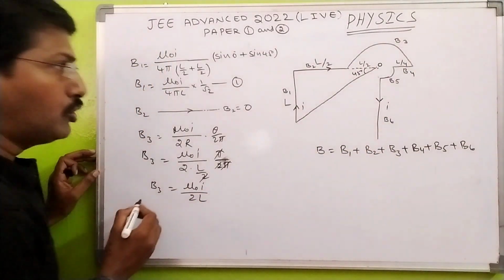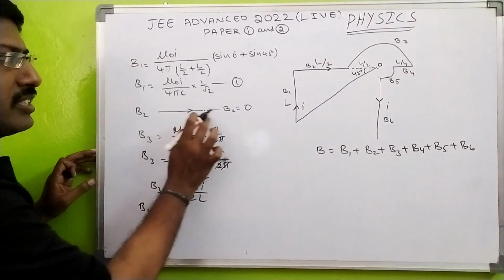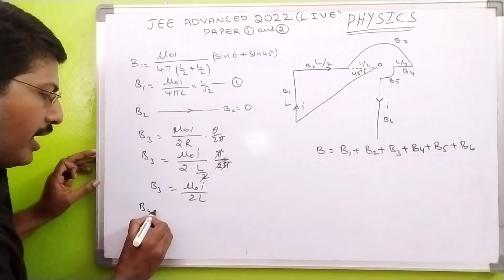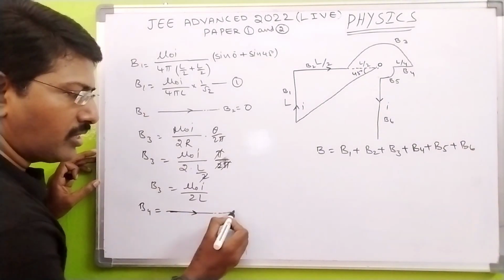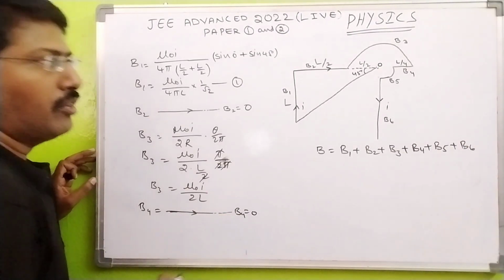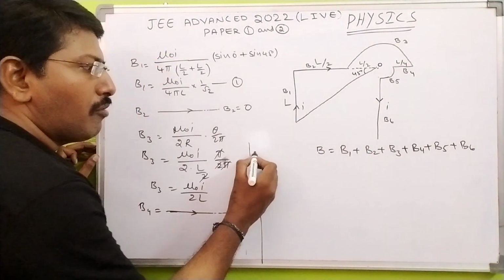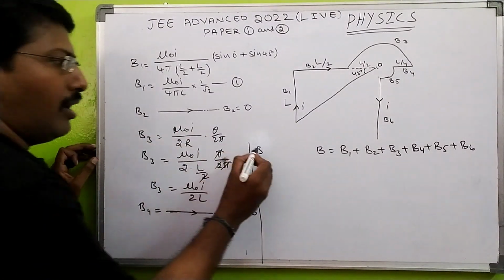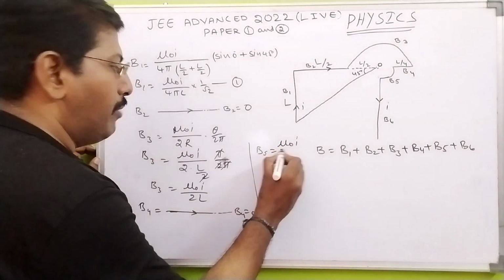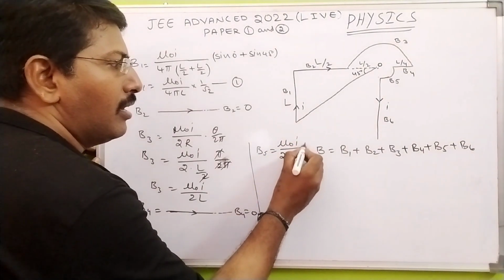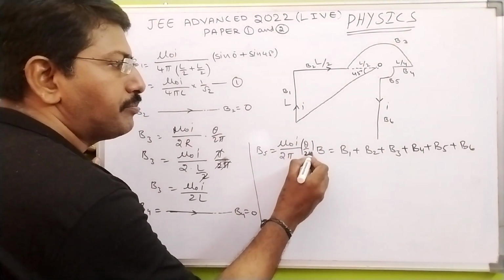Next, the magnetic field along the axis, B4. Already we discussed B2 value is 0. At the same time, if you draw the axial line, the magnetic field along the axis B4 equals 0. Next, this is a quarter of a circle. Already we discussed the formula. So B5 is equal to mu naught I by 2R times theta by 2 pi. This is the formula, theta by 2 pi.